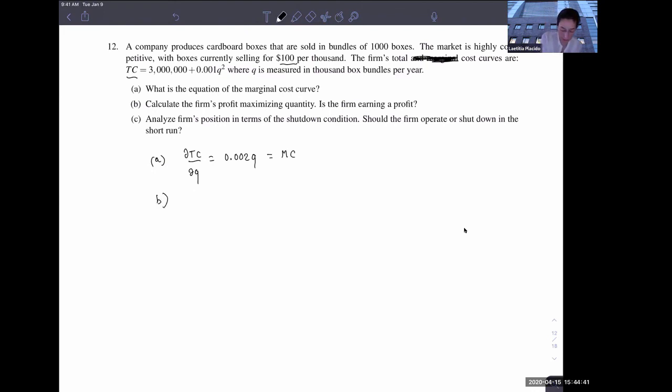So question B, calculate the firm's profit maximizing quantity. Is the firm earning a profit? Okay, so what do you do here? You use the magic formula, marginal revenue equals marginal cost. We know that for a price taker, marginal revenue is the market price. So price equals marginal cost. So what is the price? Well, it is 100. And the marginal cost, we have just derived it. It's 0.002 Q.